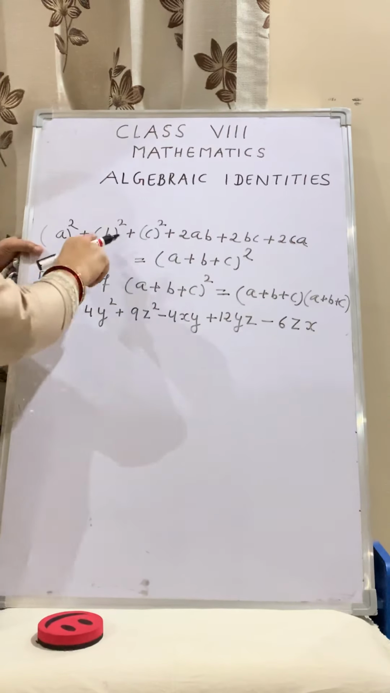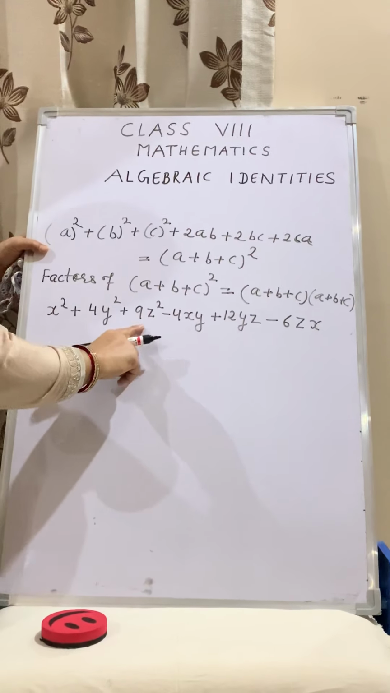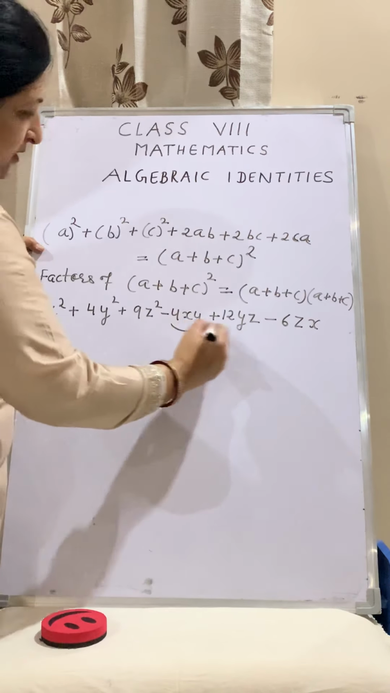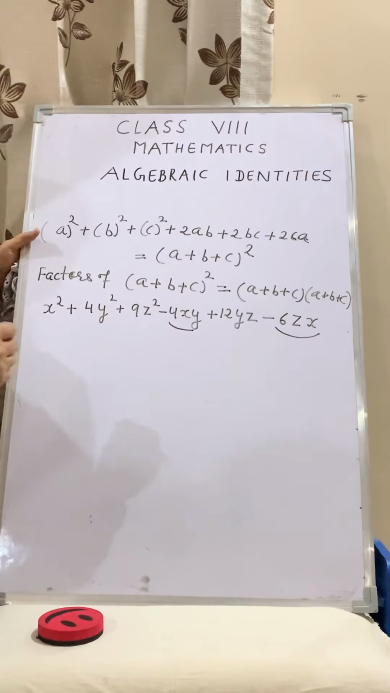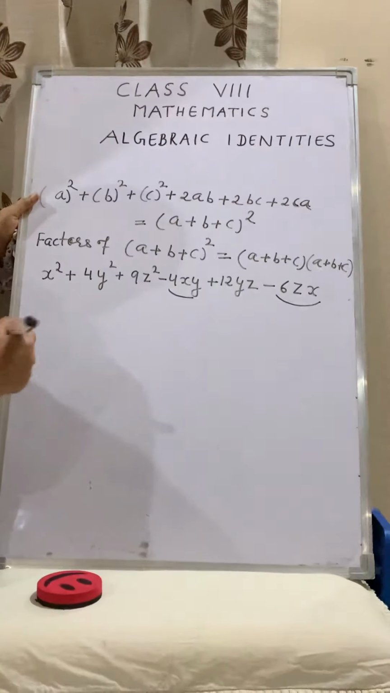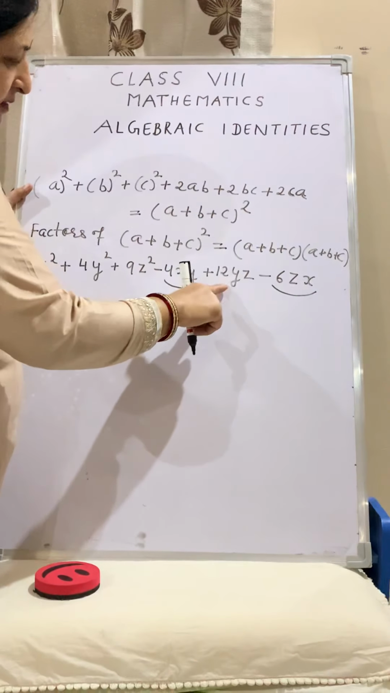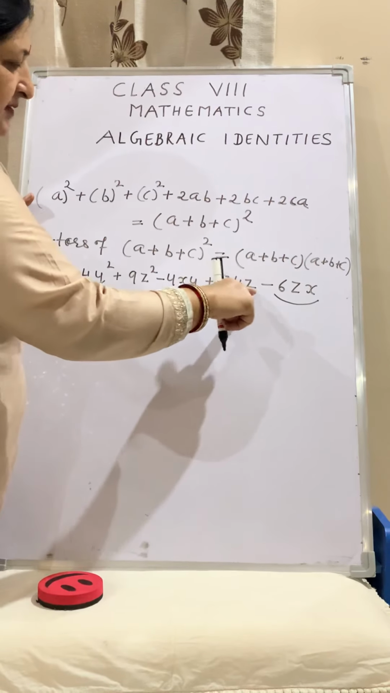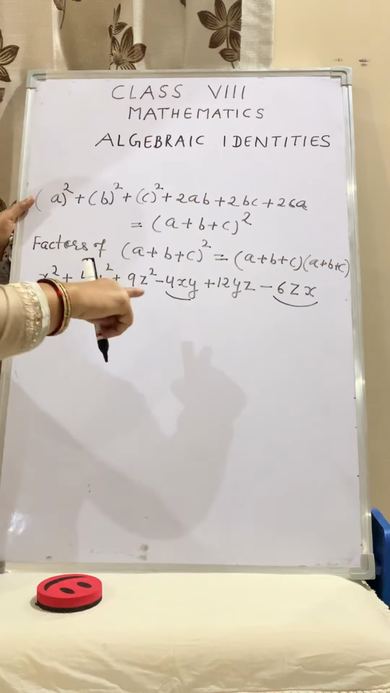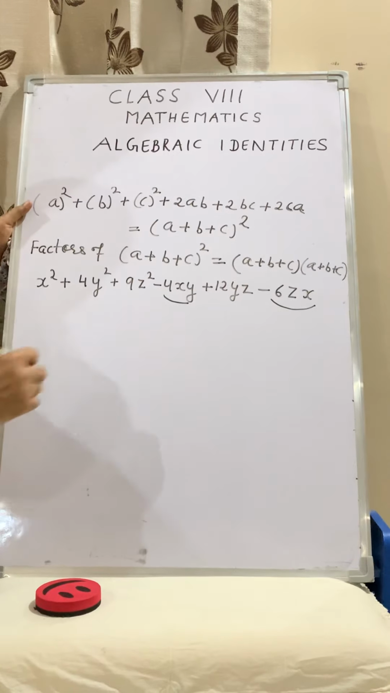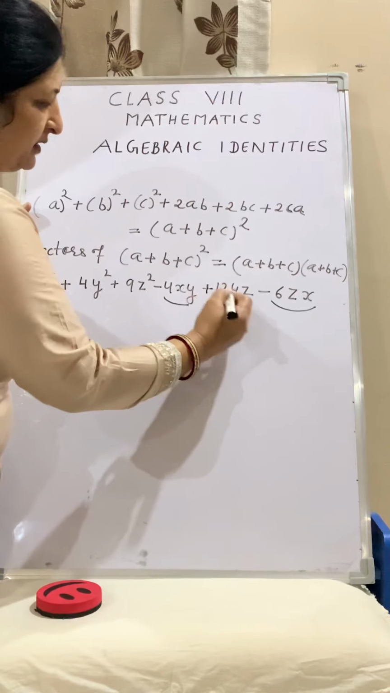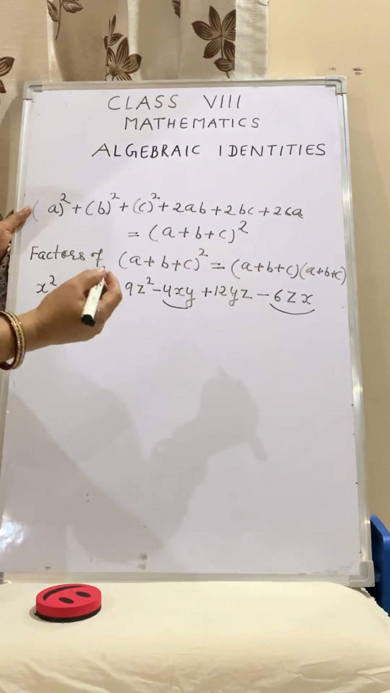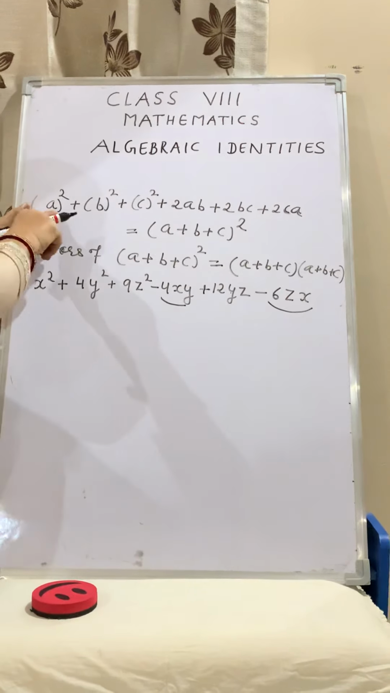In the identity there is no minus sign, but in the question here is a minus sign and here is also a minus sign. So we will make one term negative. Here it is plus sign. It means y is positive, z is also positive. We have to make x negative. Y and z will be positive, and we have to make x negative. It means the first term will be negative.